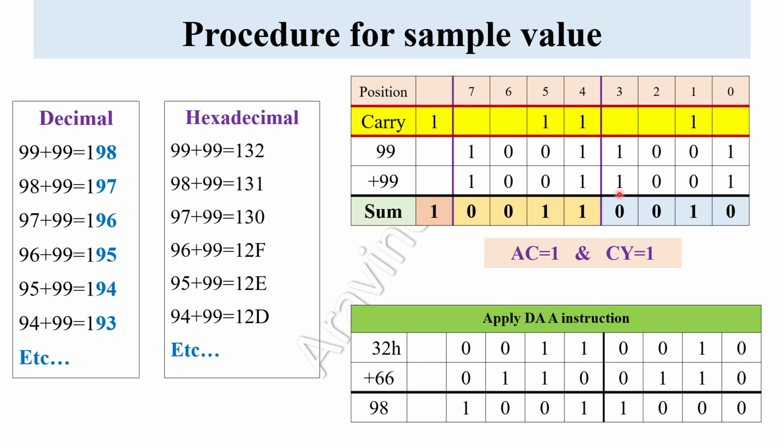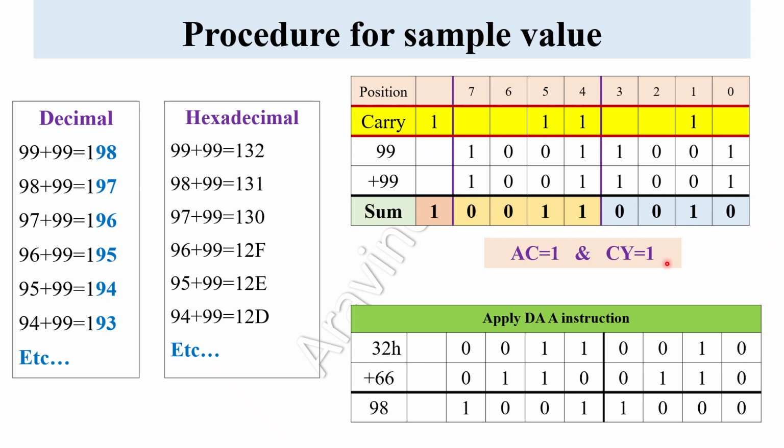From this position 3, after addition, a carry has been generated to position 4. That means the auxiliary carry flag is being set. Similarly, from bit position 7, after addition, a carry has been generated. That means the carry flag has been set equal to 1.